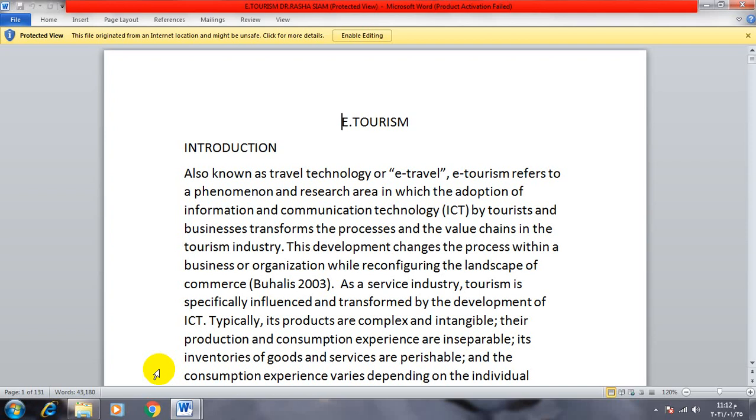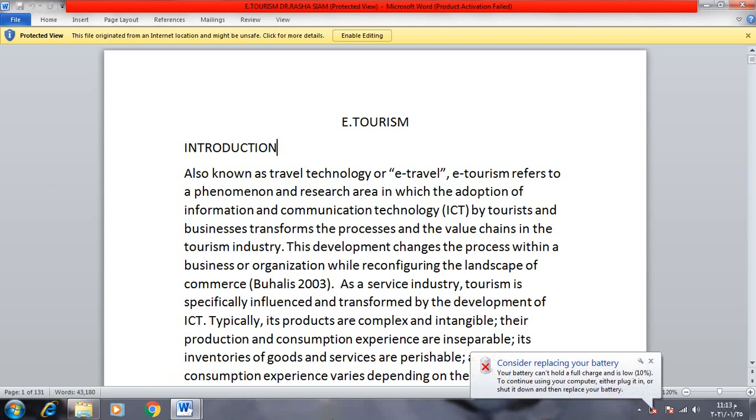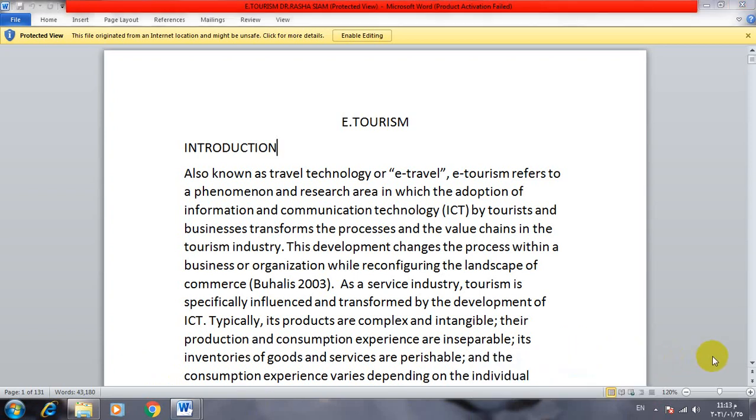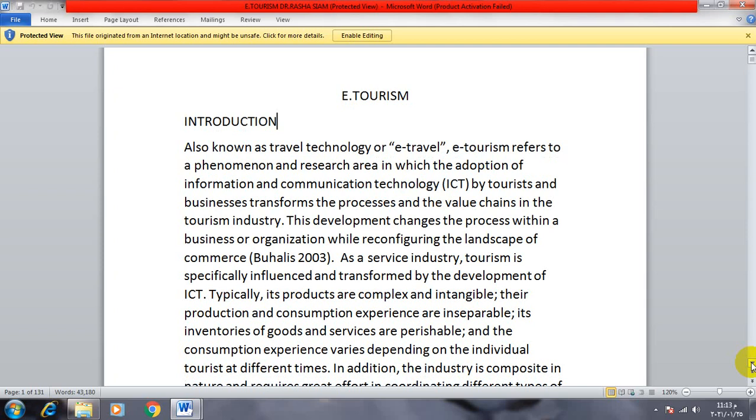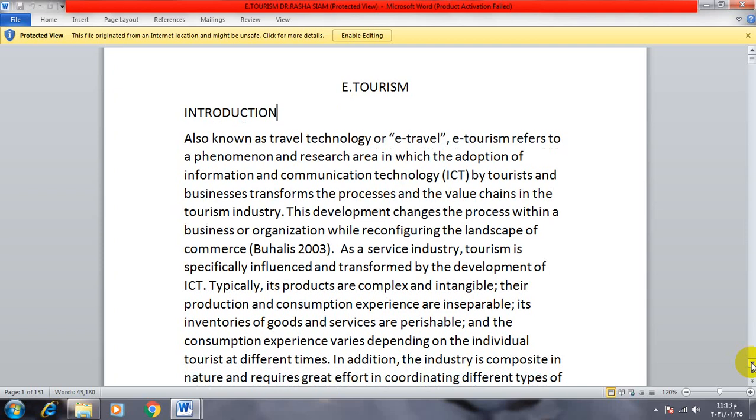As a service industry, tourism is specifically influenced and transformed by the development of ICT. Typically, its products are complex and intangible. Their production and consumption experience are inseparable. Its inventories of goods and services are perishable, and the consumption experience varies depending on the individual tourist at different times.